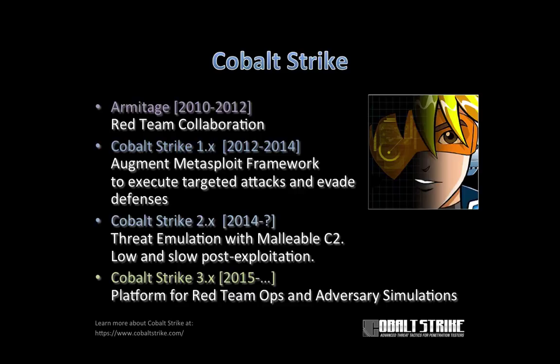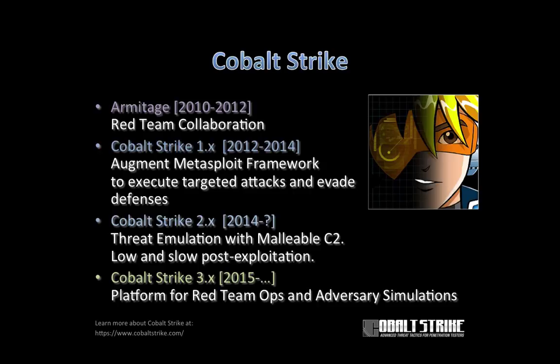Cobalt-Strike 2 came out in recognition of a market demand for what are called adversary simulations. These are basically red team operations that focus on emulating the actions of a specific actor. Cobalt-Strike 2 took steps to address this need with its malleable C2 technology, and that's a technology that allows you to change Cobalt-Strike's wire indicators to look like another actor. Cobalt-Strike 2 also saw a shift towards low and slow post-exploitation with Cobalt-Strike's beacon payload. I worked on Cobalt-Strike 2 since July of 2014.